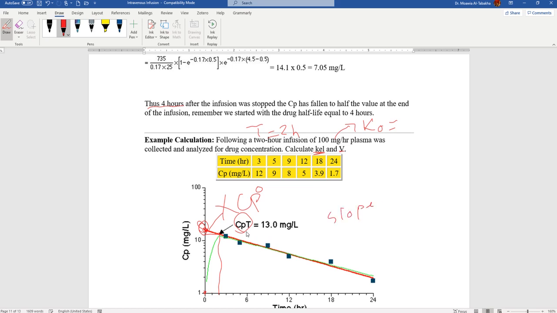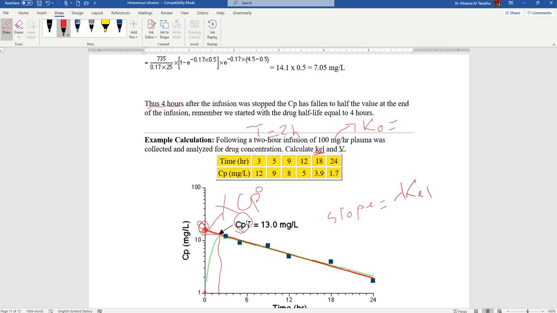So the slope is equal to minus KL. Okay, how can you do it? How can you calculate the slope? Take any two points on the line, and it doesn't matter if you take the beginning or here or here. It's better, of course, to take points far away.